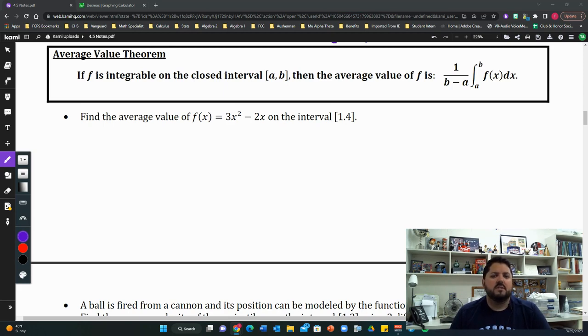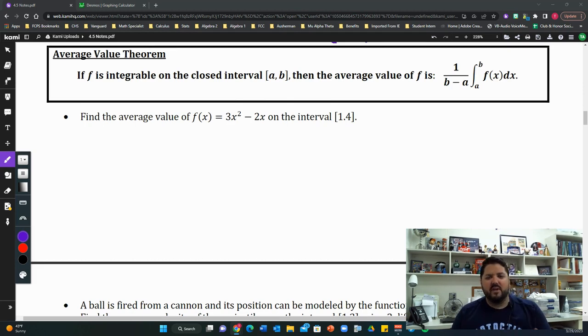The average value theorem says that if f is integrable on the closed interval from a to b, then the average value of that function f is 1 over b minus a multiplied by the integral from a to b of f of x dx.